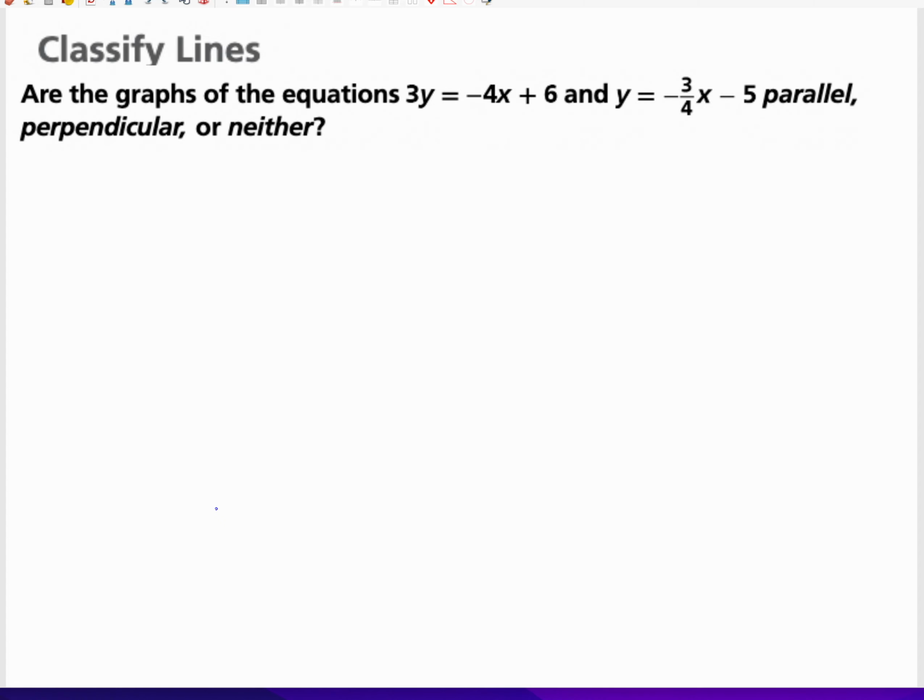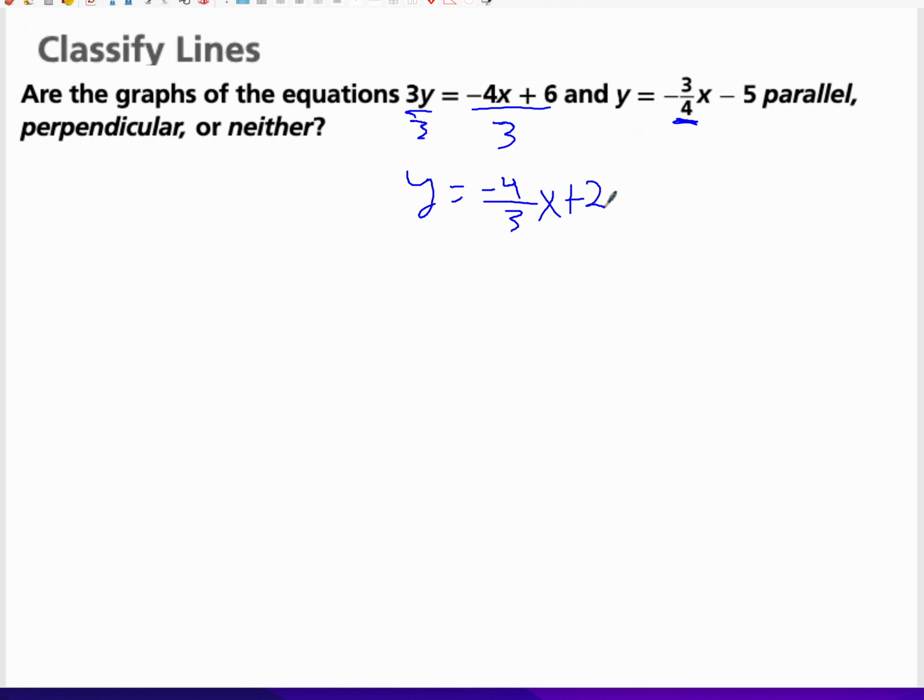Are the graphs of the equations 3y equals negative 4x plus 6 and y equals negative 3/4 x minus 5 parallel, perpendicular, or neither? So, all we got to do is find the slopes of both lines. One of them already has the slope in it. They both are good. This one, we can find the slope in one move. What's our one move we need to do? You need to divide it all by 3. Divide by 3 to get y by itself. So if we divide by 3, then I would have y equals negative 4/3 x plus 2.